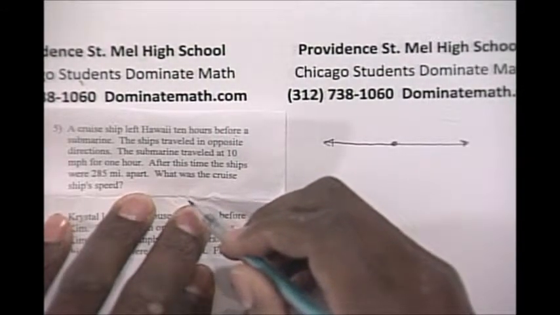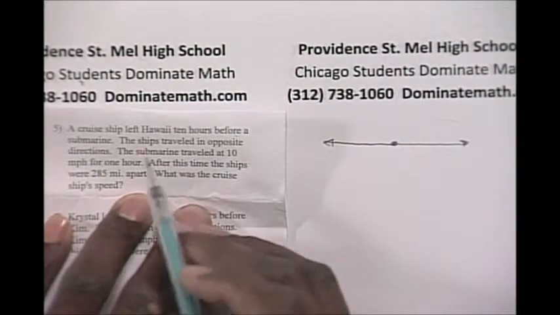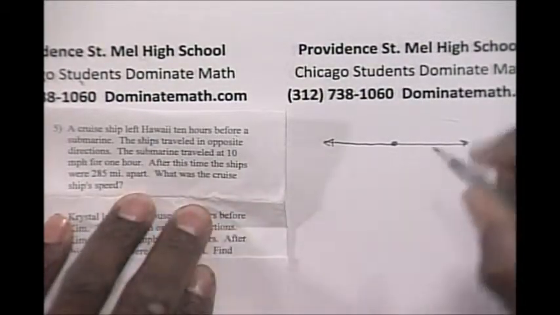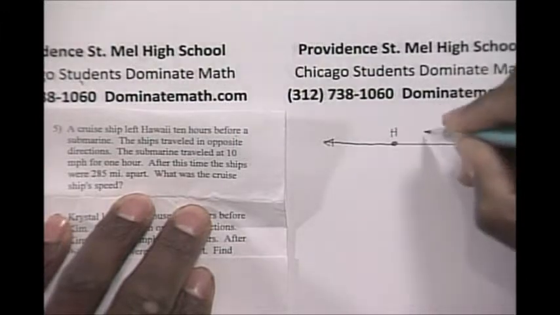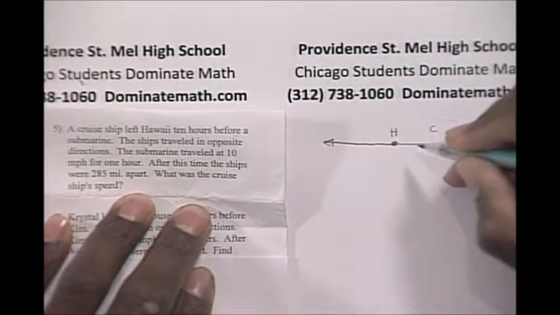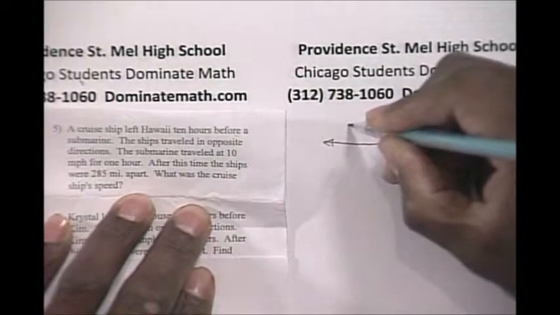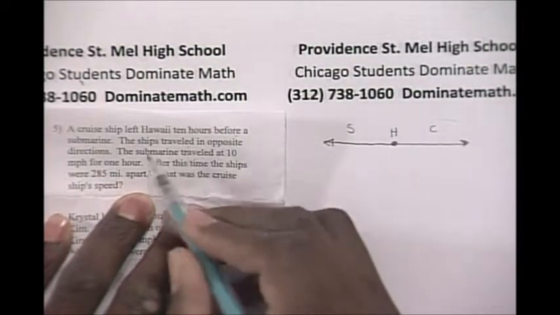Because one had to catch up to the other. This problem is a little bit different. It says a cruise ship left Hawaii. Let's label that H for Hawaii. The cruise ship, let's call that C, left Hawaii 10 hours before the submarine did. Let's call that S for submarine. The ships traveled in opposite directions.